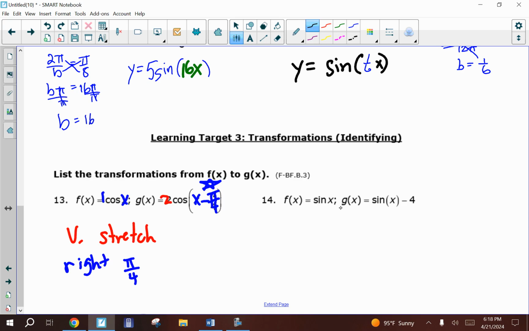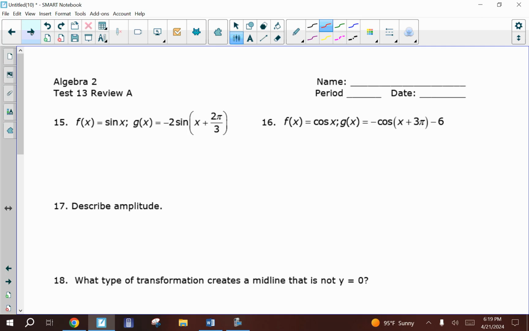Okay, next one. Looks like the only extra number it has is this negative 4 at the end. Now because that 4 is not inside with x, that's not left and right. So this one is actually just down. So that's down 4. That's the only transformation. Okay, a couple more.